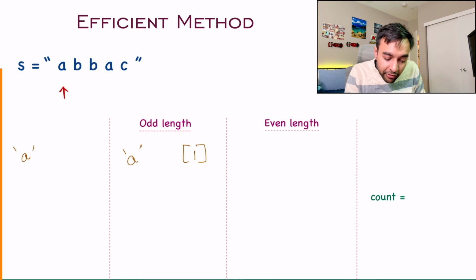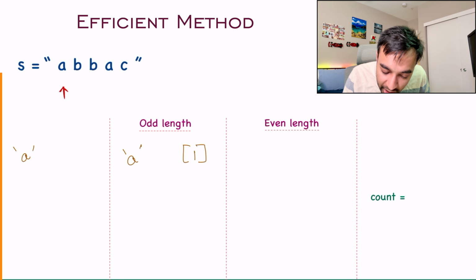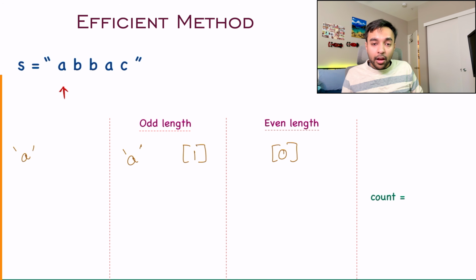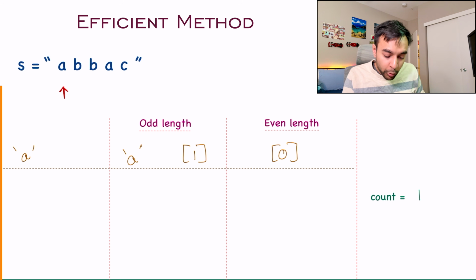Right now, I see that these two characters are different. So, no other even length palindromes are possible. What did I find over here? I found one odd length palindrome and one even length palindrome. This makes the total count of palindromes 1 right now. Let us move ahead now.